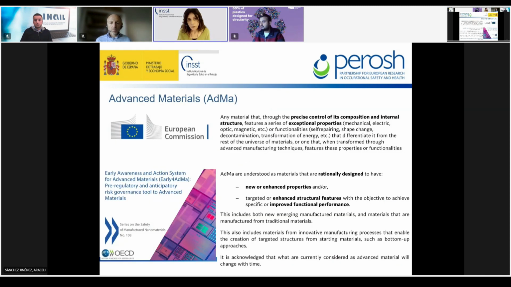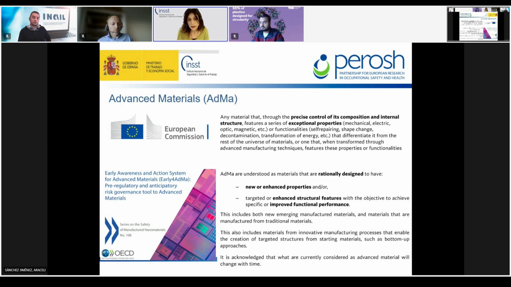And then I wanted also to mention the definition for advanced materials. Fabio mentioned it also in his slide. ISO is working on a harmonized standard definition, and the European Commission and the OECD have also published definitions that mostly refer to the same concept. These are materials that have enhanced properties for an improved functionality. As you see, the description is not in terms of the size.